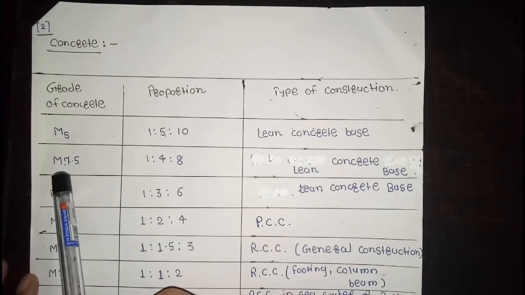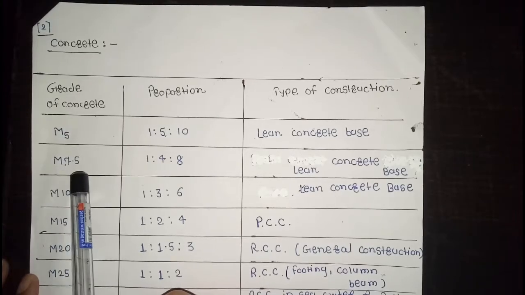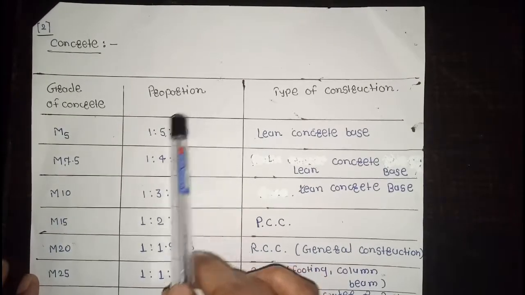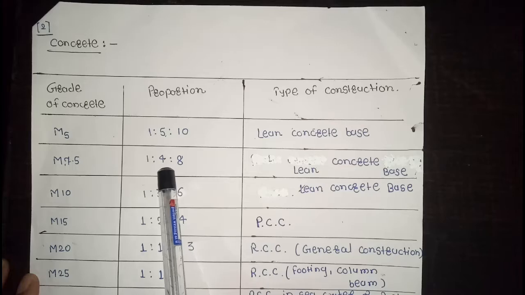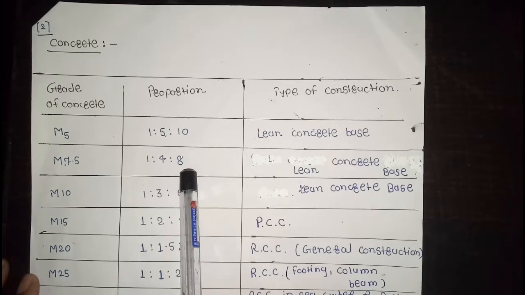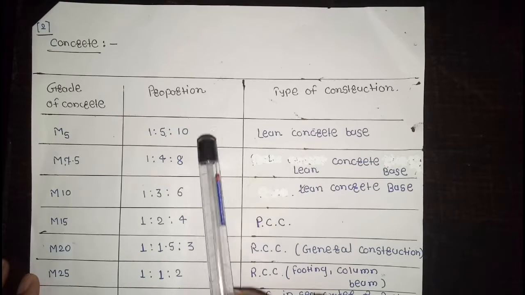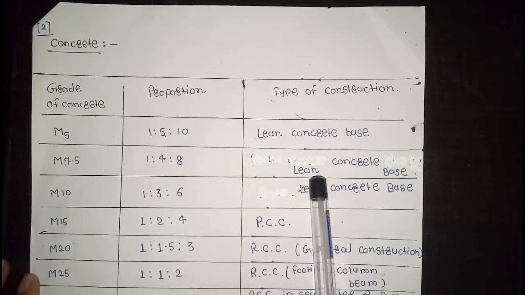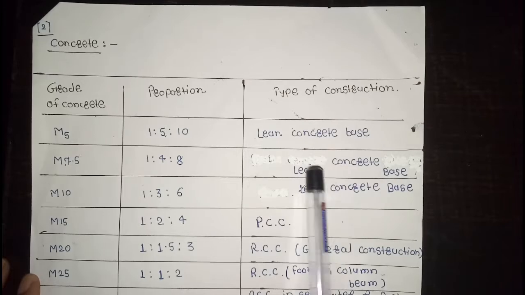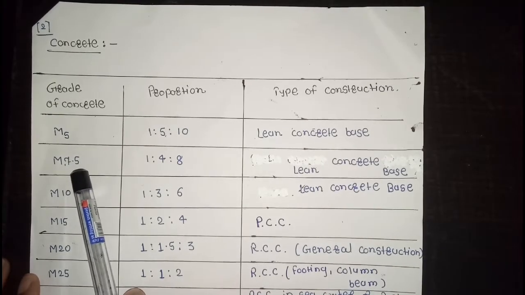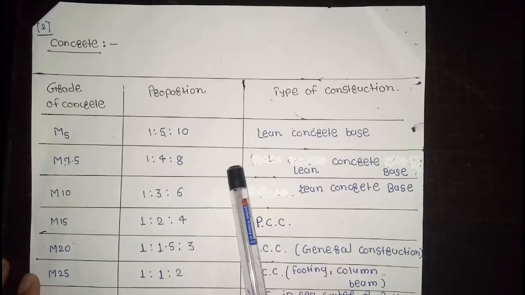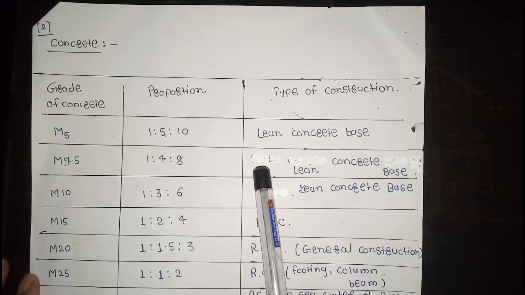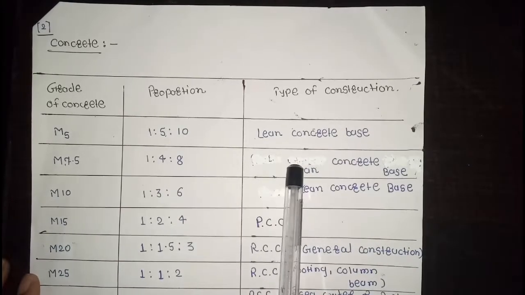So next, grade of concrete M7.5. The proportion of M7.5 is 1 part of cement, 4 part of sand and 8 part of aggregate, which is used for lean concrete base. The grade M7.5 of concrete is used nowadays in place of that for foundation. Generally it is used for trench fills.